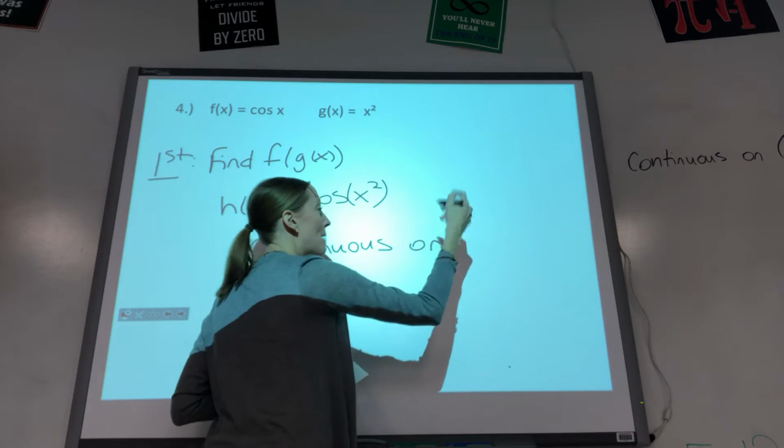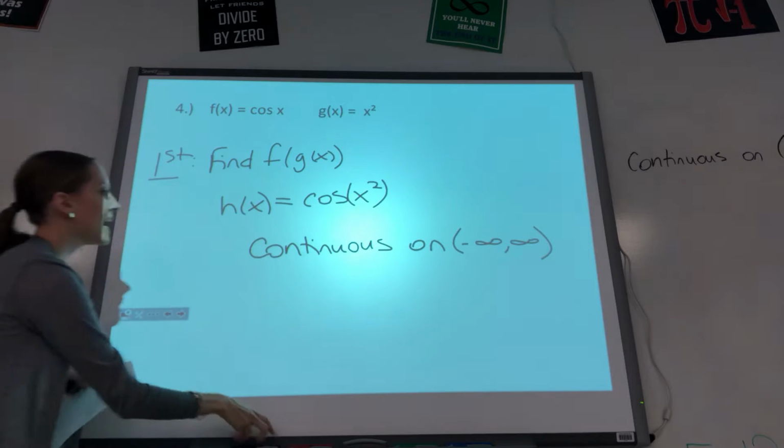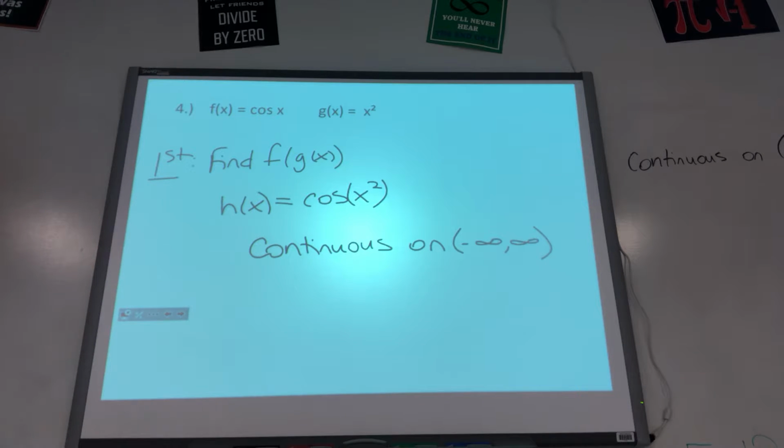Or if you want to go back to use an interval, you would just say continuous on the interval, negative infinity to positive infinity. You could also say continuous everywhere. Okie doke.